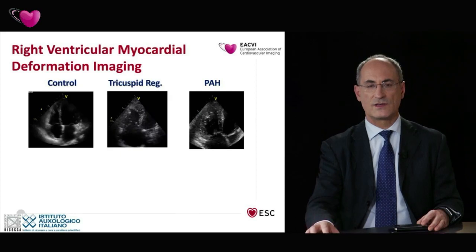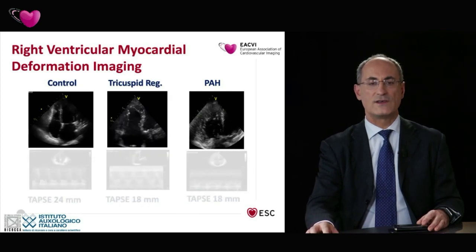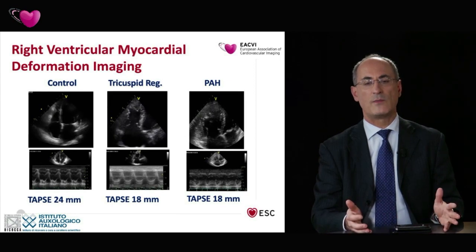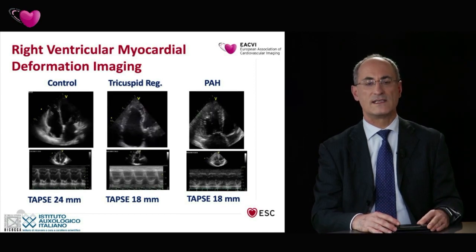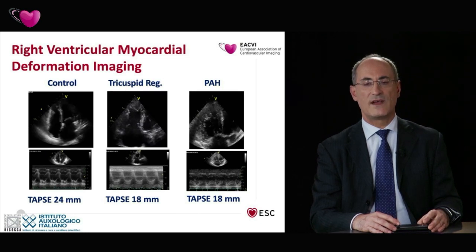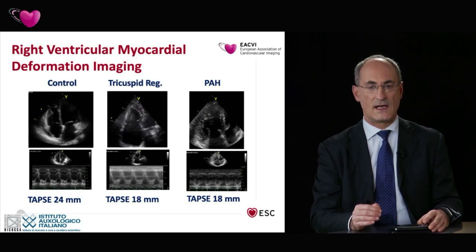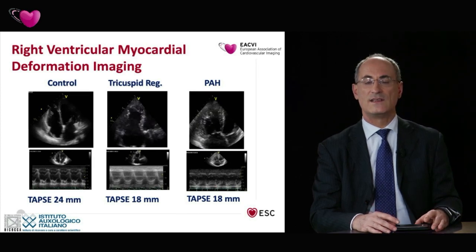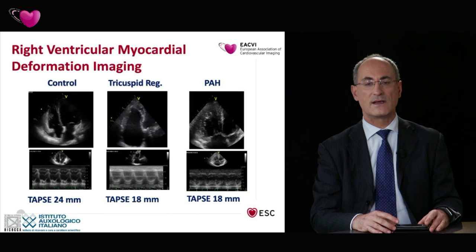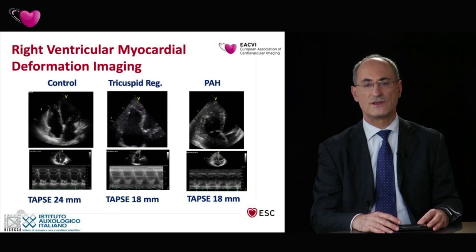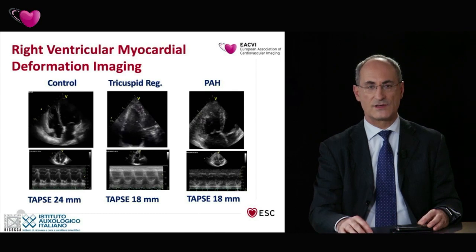If we measure the function of this ventricle using one of the most popular parameters, that is the TAPSE, we see that in the diseased ventricle, the TAPSE is slightly reduced compared to the healthy volunteer, but it's still in the range of normality. And particularly, the numbers are exactly the same between the tricuspid regurgitation patient and the pulmonary hypertension patient.